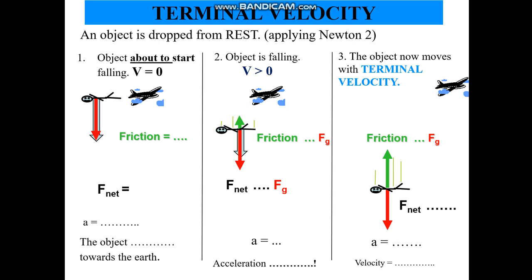Right, so here we want to look at terminal velocity. Now, terminal velocity, let's consider an object that is dropped from rest. Okay, so we assume it's an airplane and a skydiver jumps out.